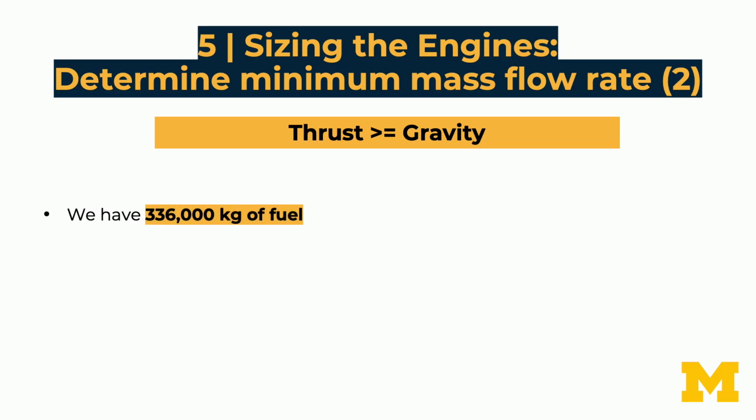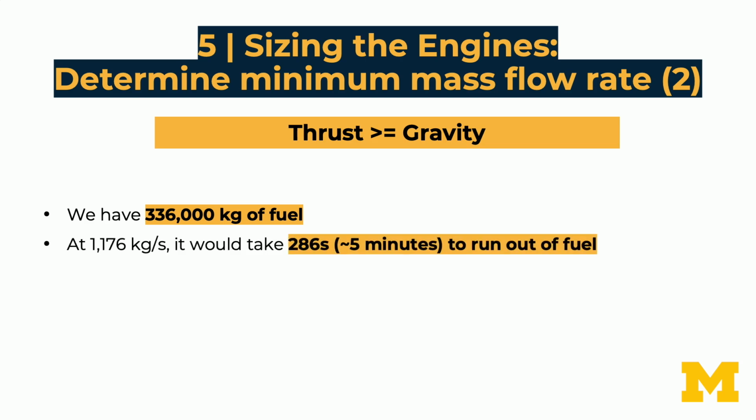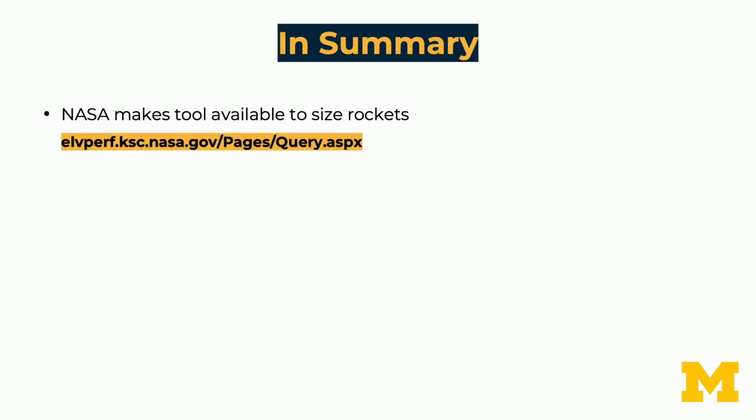So then if you wanted to calculate how long it would take to actually do this, we have 336,000 kilograms of fuel. We have a mass flow rate, which is 1,176 kilograms per second. You divide those two numbers, and this is going to take roughly 286 seconds, about 5 minutes, to run out of fuel. Okay, so in summary, we have just made a rocket. And NASA makes some tools available for doing this for us. So we don't have to go through this math every time we want to go to orbit.